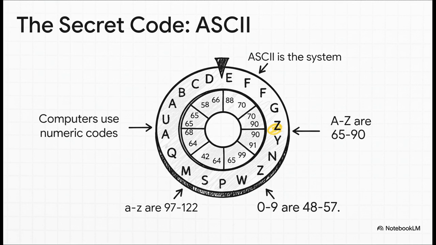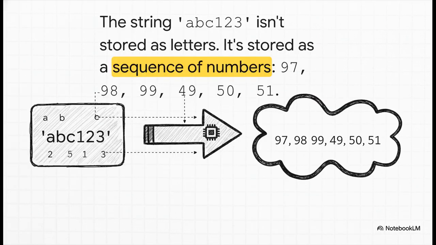And here's the big takeaway. Computers don't actually store letters. They only store numbers. So ASCII is basically a universal decoder ring. It gives a unique number to every single character you can type on your keyboard. Uppercase A is 65. Lowercase a is 97. The digit 0 is 48. Everything has a number. So when your computer sees the string ABC123, it doesn't see that at all. What it really sees in its memory is this list of numbers: 97, 98, 99, 49, 50, 51.